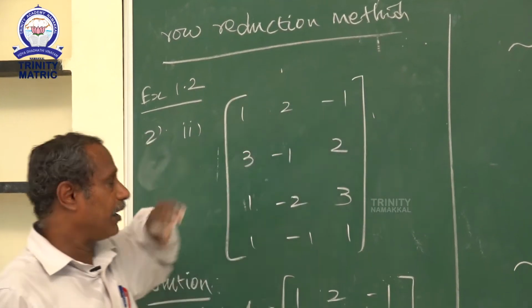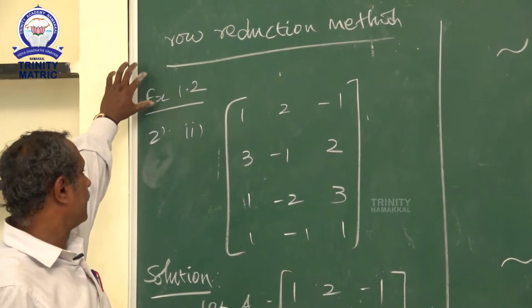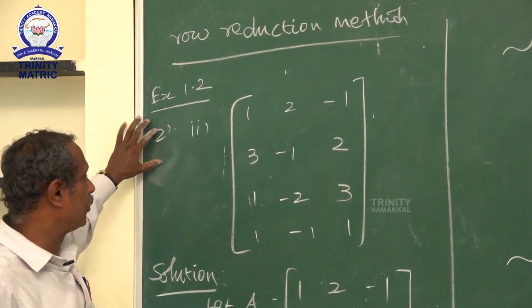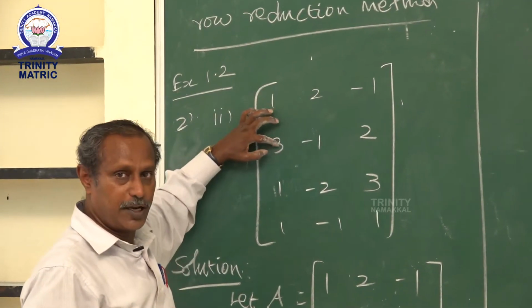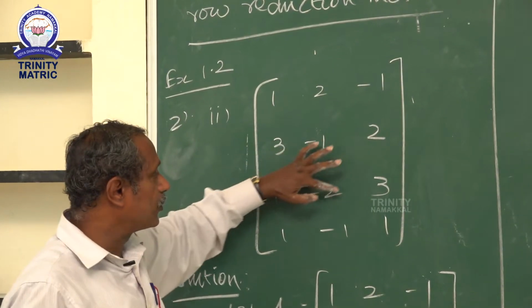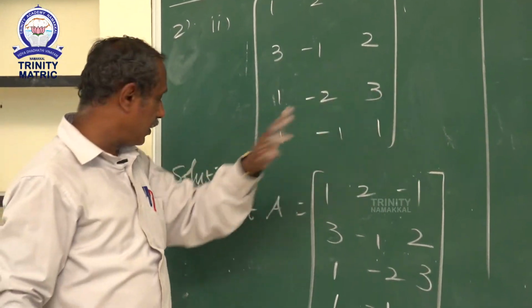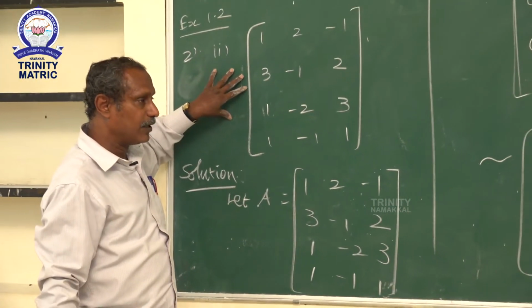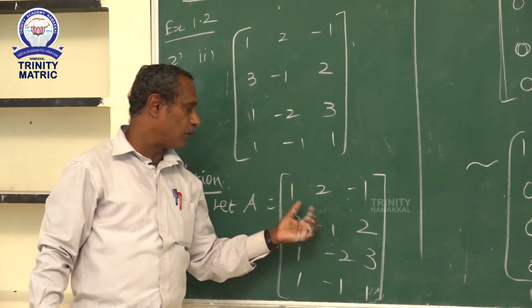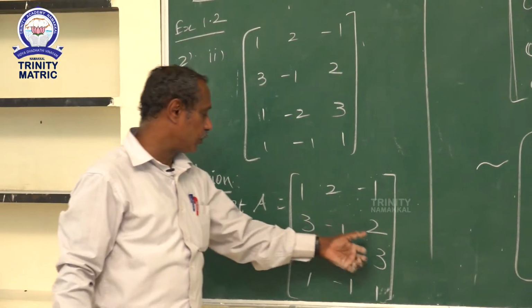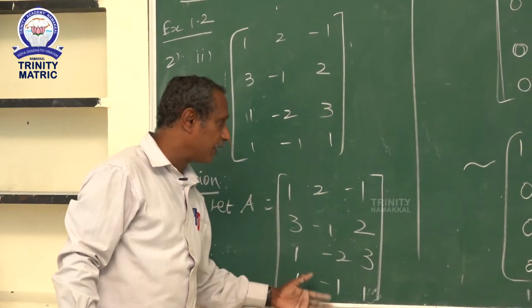For that, I take one exercise sum, from exercise 1.2, I took the second Roman, in second sum I took, that is 1, 2 minus 1, 3 minus 1, 2, 1 minus 2, 3, 1 minus 1, 1. Here also there is no name given. So, first you assign the name in solution part. Let A equal to 1, 2 minus 1, 3 minus 1, 2, 1 minus 2, 3, 1 minus 1, 1.